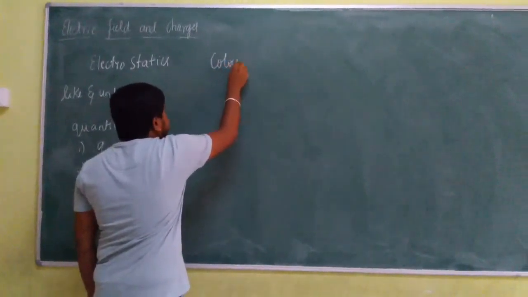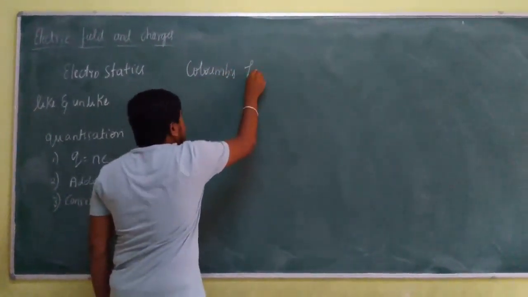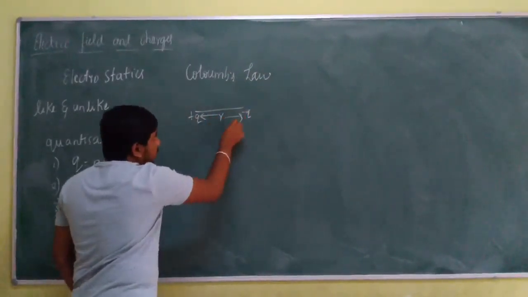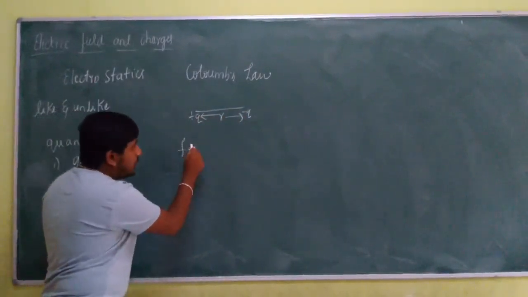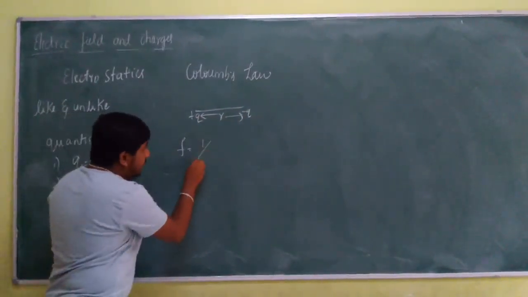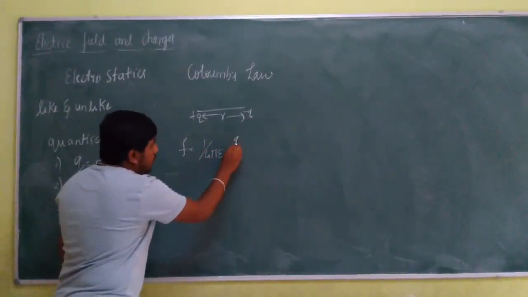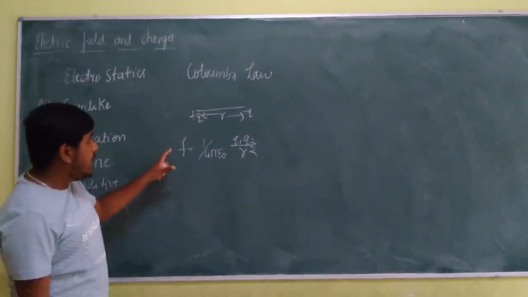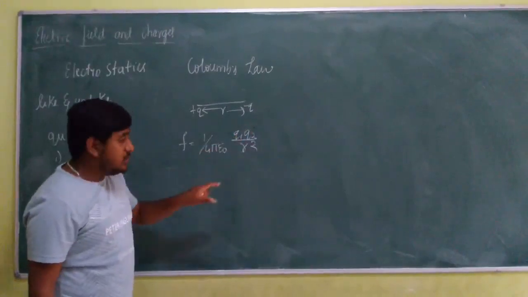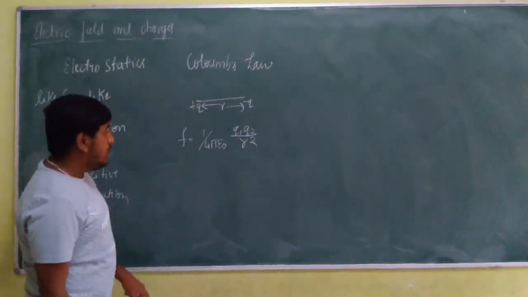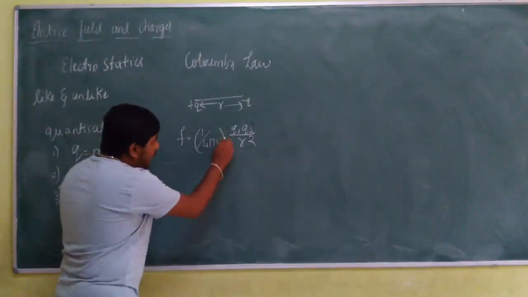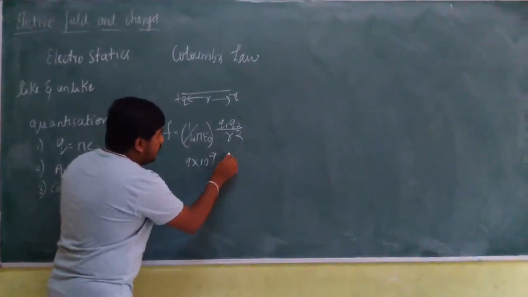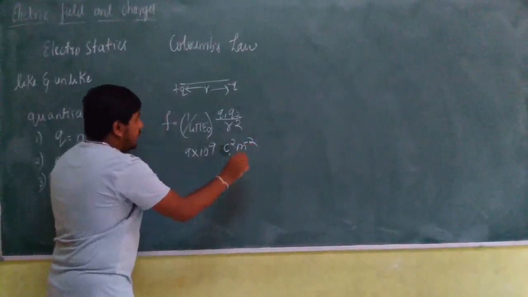What is Coulomb's law? When two charges are separated by a small distance r, the force of attraction or repulsion between them is given by F is equal to 1 by 4 pi epsilon q1 q2 divided by r square. The definition: the force is directly proportional to the product of the magnitudes of the charges and inversely proportional to the square of the distance between them. So it is called the inverse square law, and the value of 1 by 4 pi epsilon is 9 into 10 power 9 Newton meter square per Coulomb square. It is in SI units.